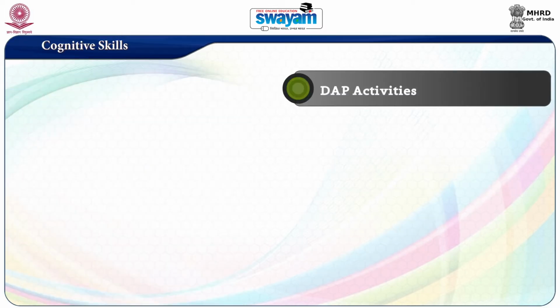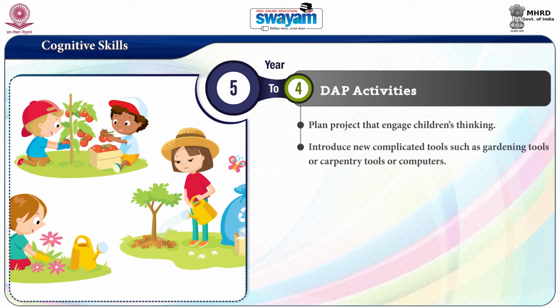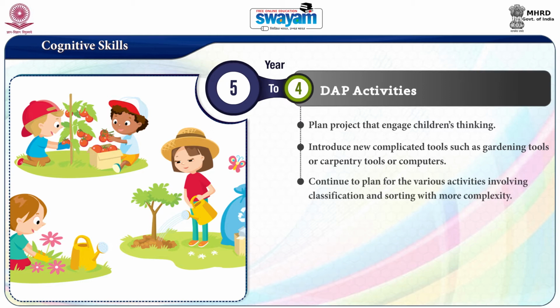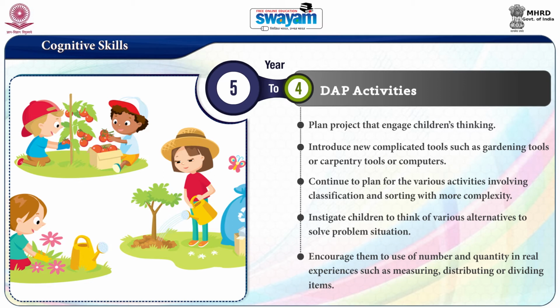Developmentally appropriate practice can be planning a project that engages children's thinking. Introducing new, more complicated tools such as gardening tools, carpentry tools, or computers can be added. Continue to plan various activities involving classification and sorting with more complexity. Encourage children to think of various alternatives to solve problem situations. Encourage them to use number and quantity in real life experiences such as measuring, distributing, or dividing items.